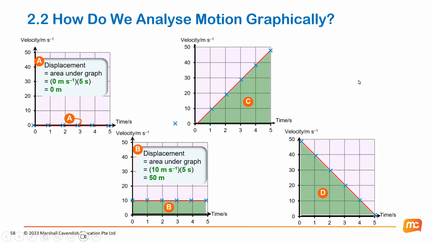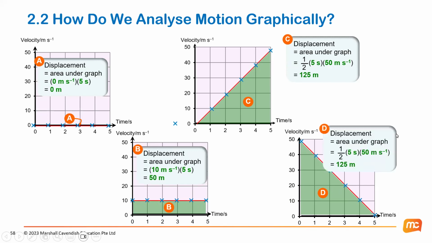B first. Okay, it's again a straight line. So the area between the line and the x-axis will be this rectangle. So it will be 10 times 5. And for C, it will be the area of a triangle, half times 50 times 5. And lastly for D, if my line is like that, it's again between my line and the x-axis, so it will be this green shaded area. It will be again half times 50 times 5, 125 meters.